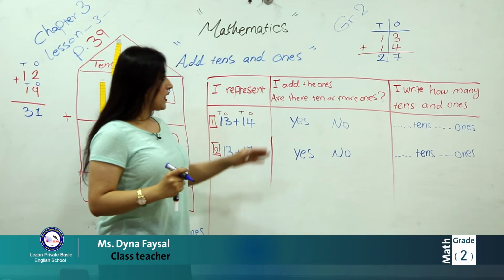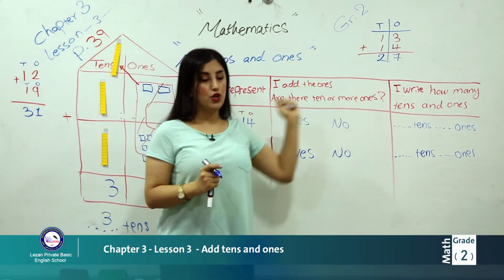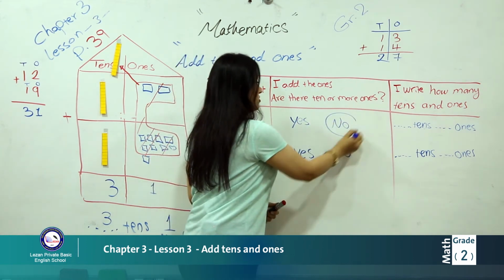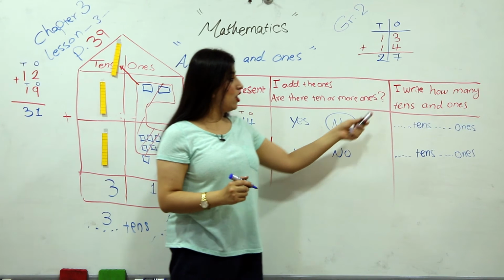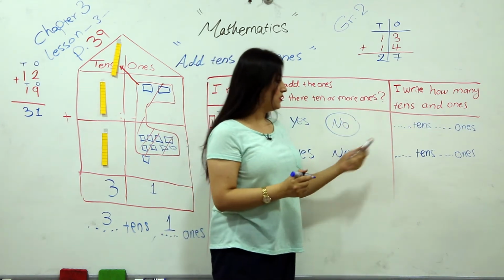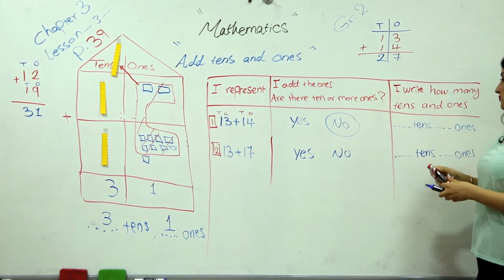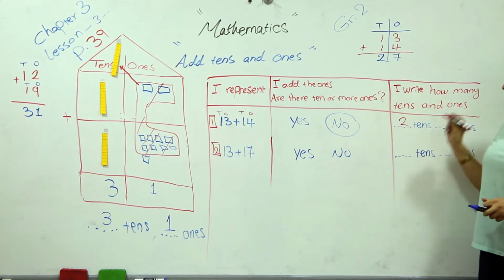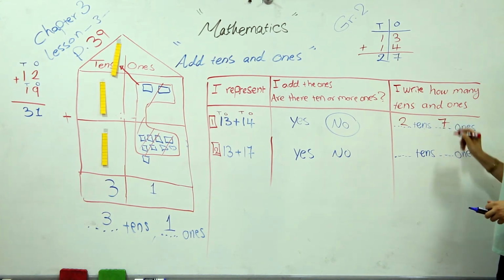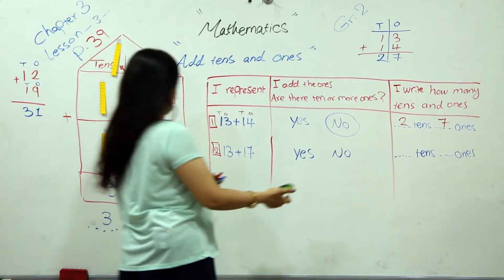So, are there 10 or more ones? No, because we didn't regroup, okay? And I write how many tens and ones. How many tens and ones do we have? We have 2 tens and 7 ones. Okay? Now we have another example.